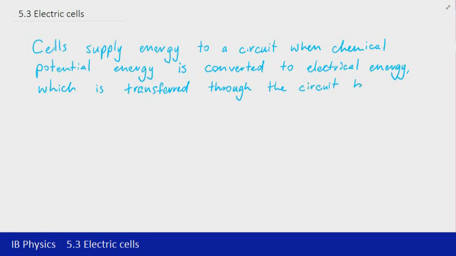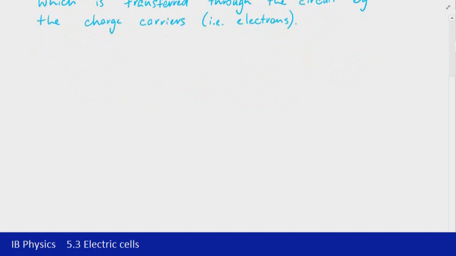We need to have a look in a bit more detail at how that process occurs and how long it's going to take, because the chemicals present in a cell are not going to last forever, so we're going to see things about the capacity of the cell itself and how long it can allow current to flow. Before we get to that though, we need to look at two different types of cells.